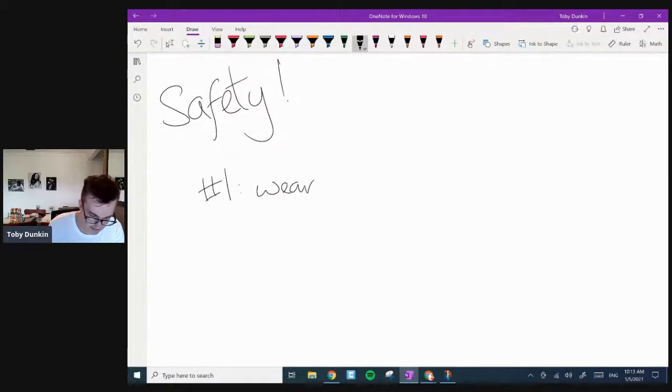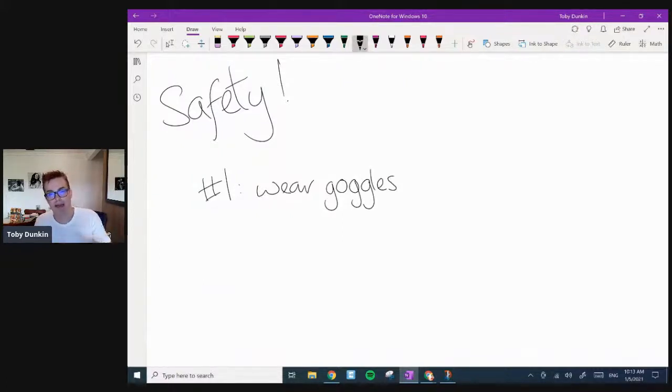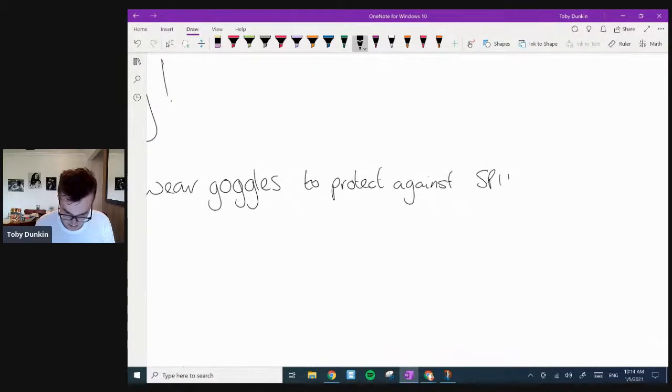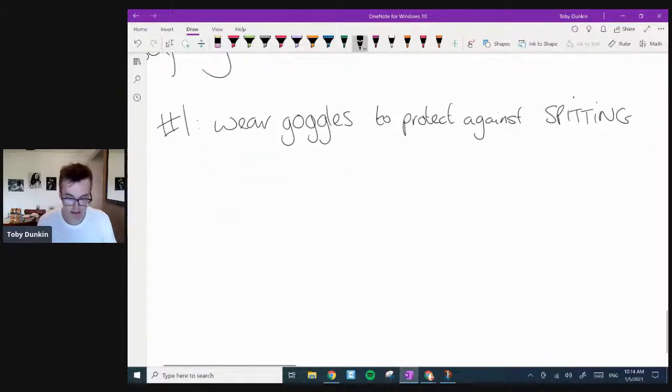Now, that one, everyone's going to be like, well, that's just kind of common, just kind of understood, wear goggles. But there's actually a reason for this. The reason being is when you do a flame test and you put the solid into the flame, it can often spit. So this idea of wear goggles to protect against spitting. When we do this in school, you'll see this. The solid just kind of crackles and pops off. And if you've ever put salt in a frying pan and heated the frying pan up, you'll see it spit out of the pan. It'll jump out the pan. That's what you're protecting against.